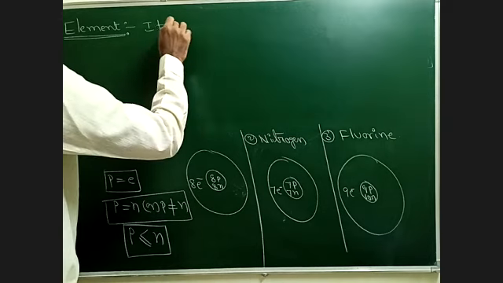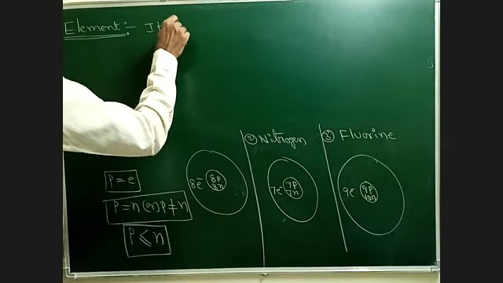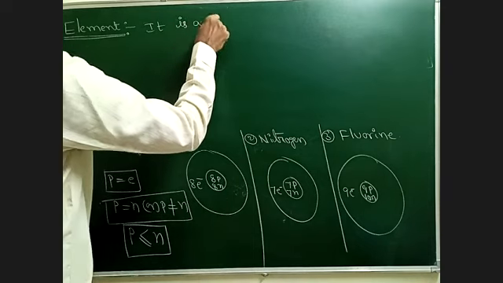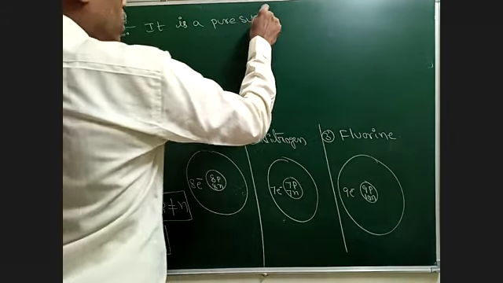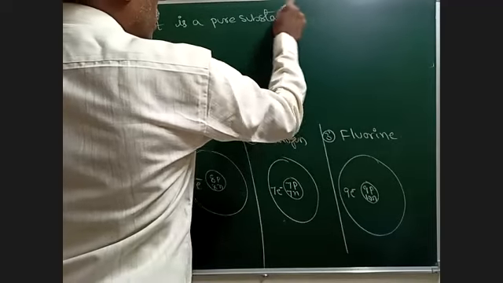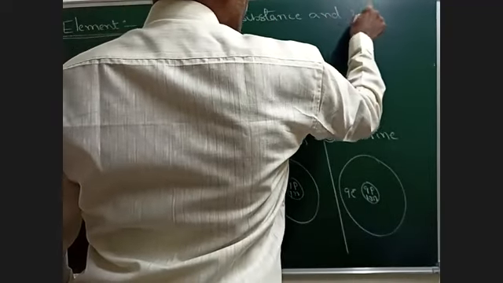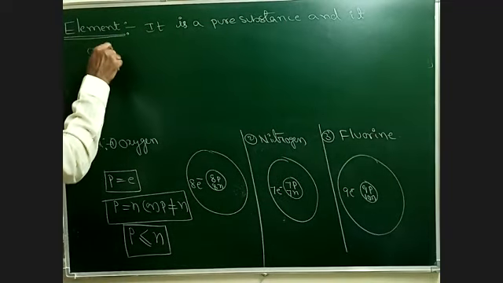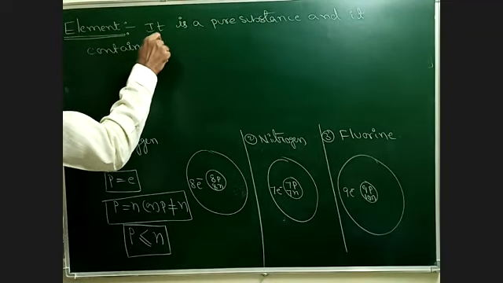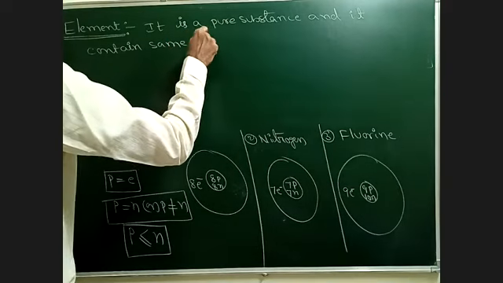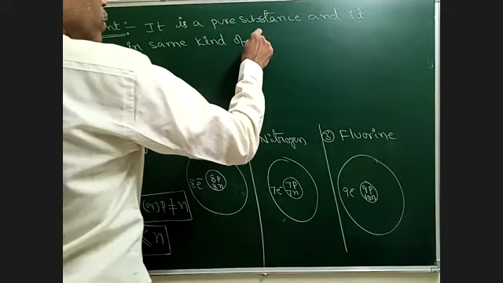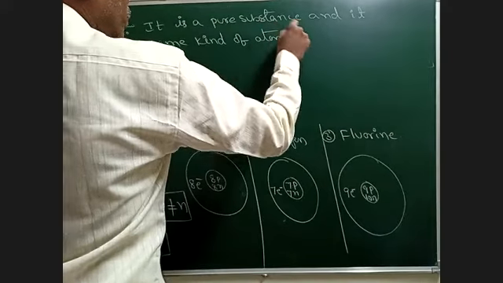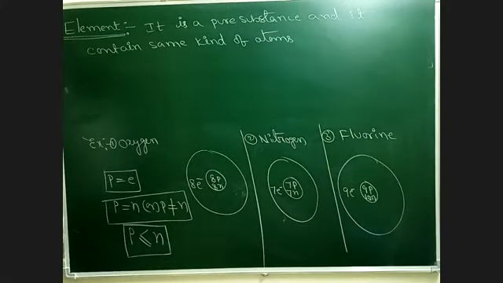Elements consist of the same kind of atoms. It is a pure substance and it contains the same kind of atoms. Okay, let us understand it with examples.